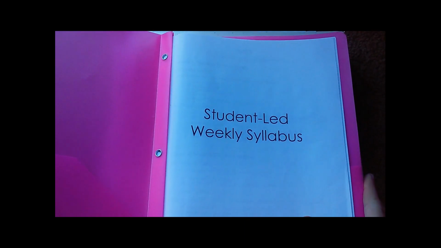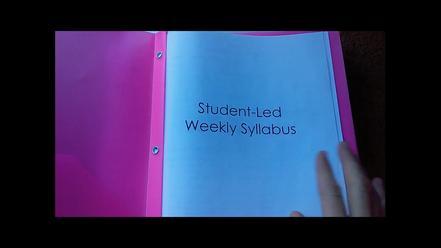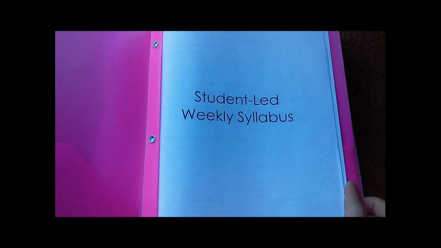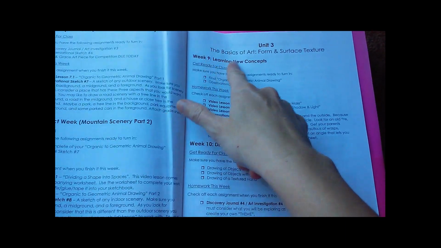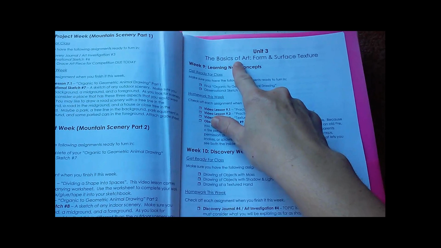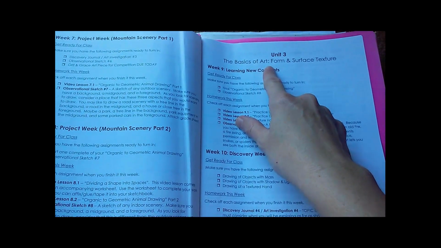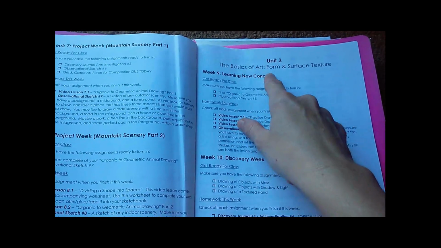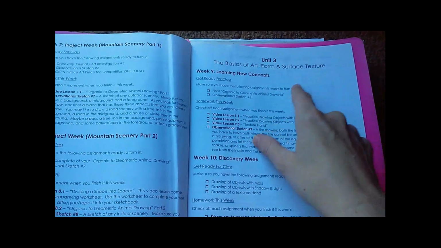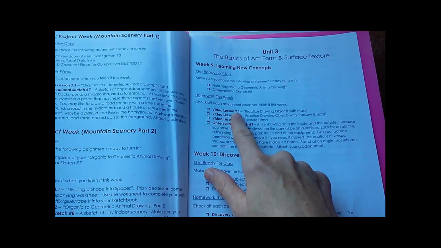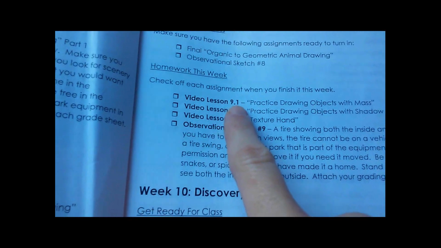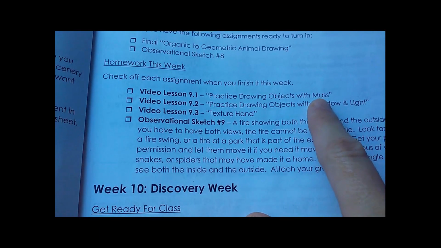Okay, welcome to video lesson 9.1. I want you to look in your student syllabus, and we're going to be right here on week 9, unit 3. So we're starting a new unit now. We are finished with our shape and space, and we're going to move on to form and surface texture. So here's lesson 9.1. Practice drawing objects with mass.